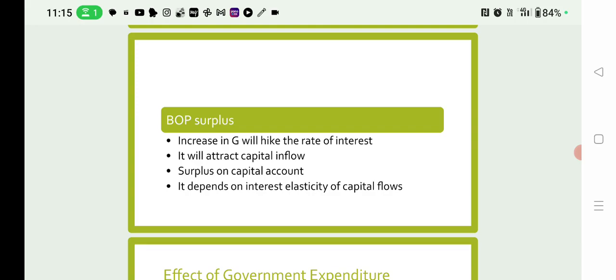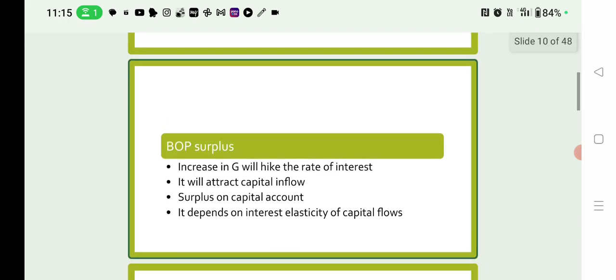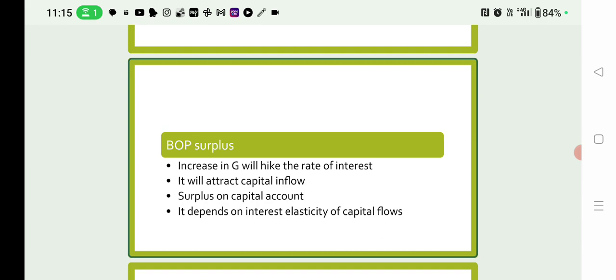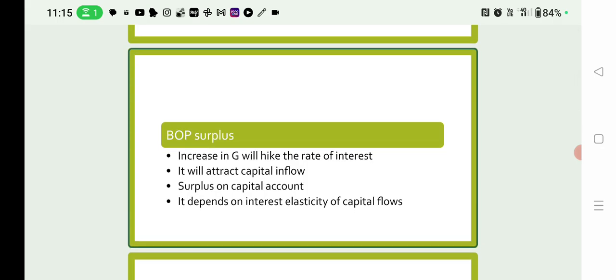So that means government expenditure increases. When government expenditure is increasing, the rate of interest is also increasing. An increase in government expenditure is mostly financed by borrowing from the market, so that creates a shortage of funds for private investment. Due to the shortage of funds for private investment, the rate of interest rises.